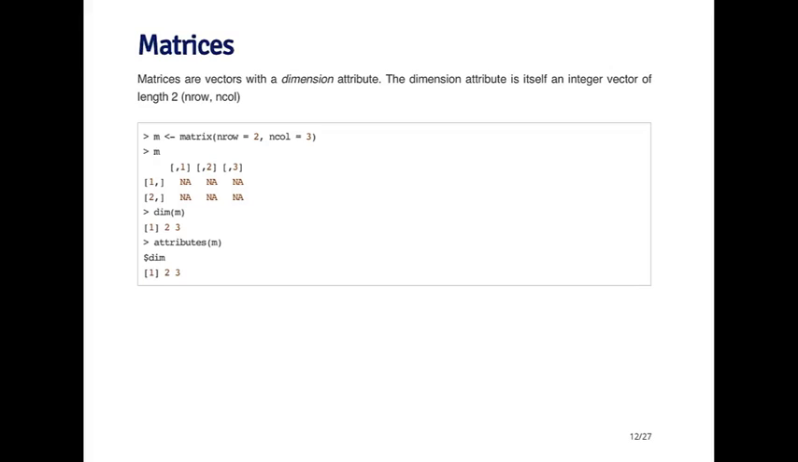If I call the dim function on M, it'll give me the dimension attribute, which in this case says there are 2 rows and 3 columns, because the first number is the number of rows, and the second number is the number of columns. If I call the attributes function on M, it returns a list where the first element is the dim element, and it has the vector 2, 3. So these are all aspects of a matrix, which is a vector that has a dimension attribute to it.